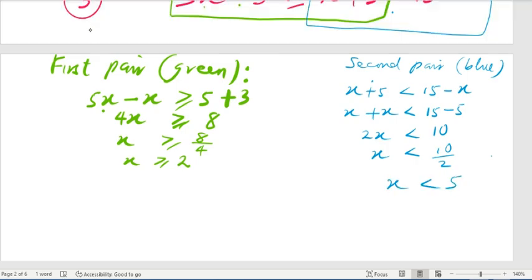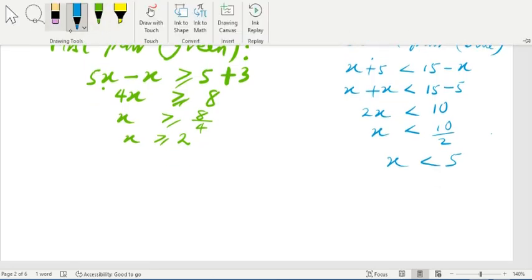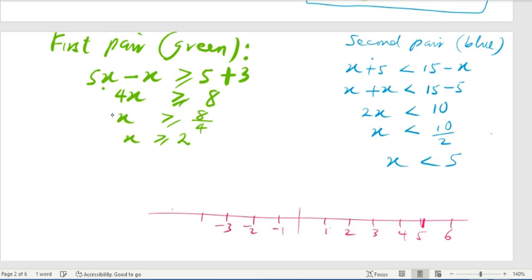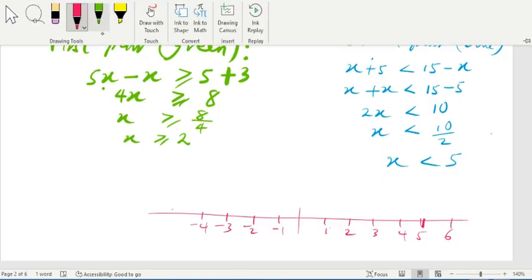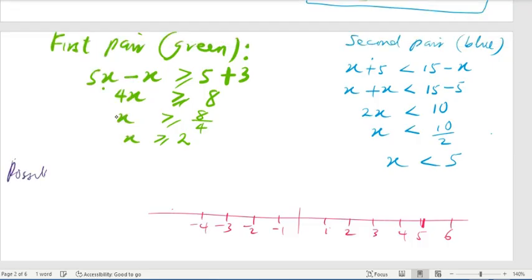The two answers. So how do we represent this? And then we see the possible values. How do we represent this on the number line? Are you ready? See our number line: 1, 2, 3, 4, 5, 6, then minus 1, minus 2, minus 3, minus 4. Maybe I should even ask you what the possible values are before we represent them. What are the possible values?